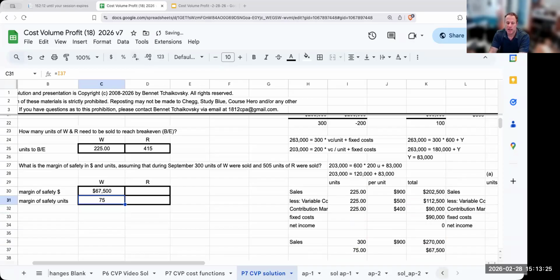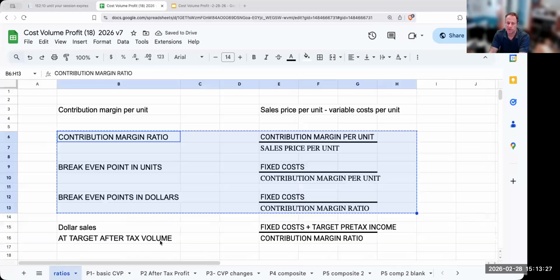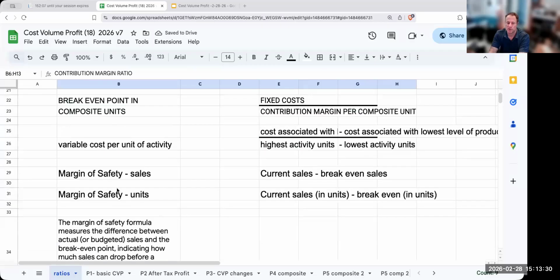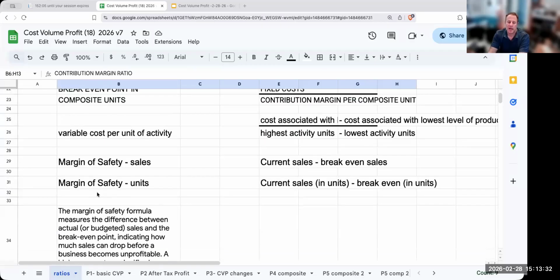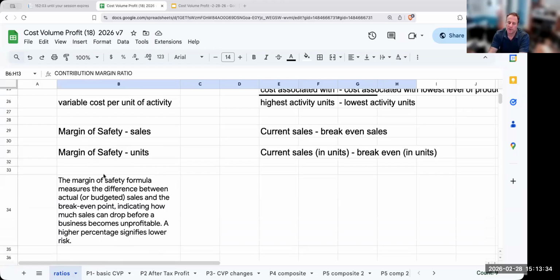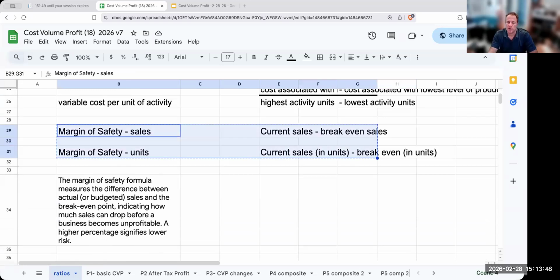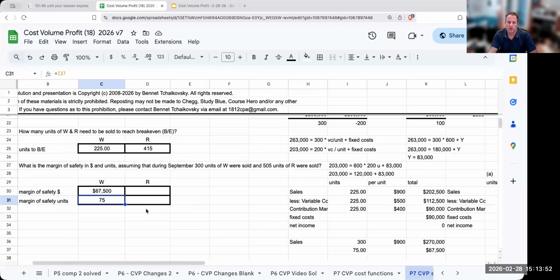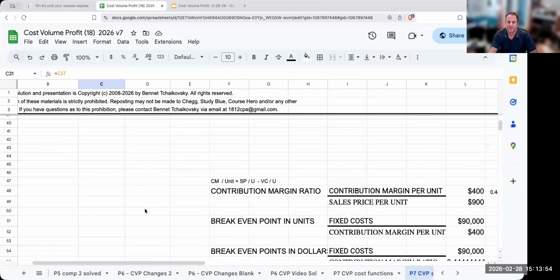And if you're taking my class, I will be kind enough, because I do not allow any sorts of extra sheets of paper. Right over here, again, the margin of safety formula measures the difference between actual or budgeted sales and the break-even point, indicating how much sales can drop before a business becomes unprofitable. A higher percentage signifies a lower amount of risk. So I'm going to go back to this part right over here. I'll just copy these in.